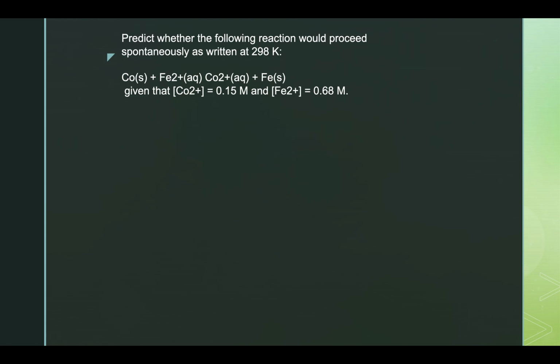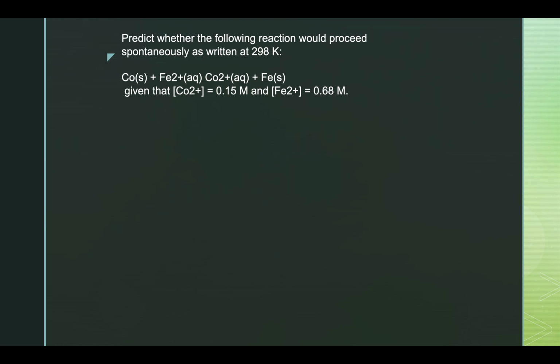So this question is asking you to predict whether the following reaction would proceed spontaneously as written at 298 K. Again, it gives you the balanced reaction, but this time it gives you the concentrations. That should be an instant red flag, at least to me, that it gives you concentration. So you know now that you need Q. You're given Q, so you should be looking for one of those formulas that have Q in it.